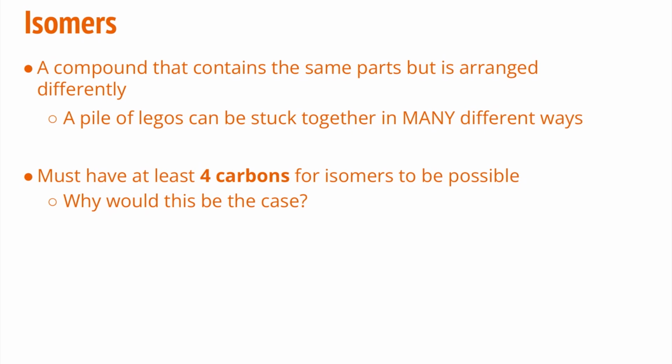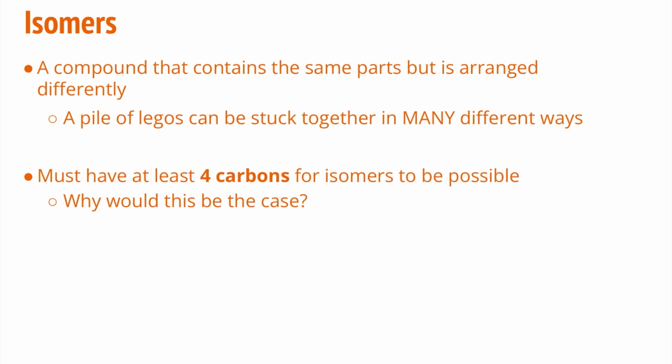We can have a bunch of carbons and a bunch of hydrogens, and we can stick those together differently. So you must have at least 4 carbons for an isomer to be possible. So, a different arrangement of the same parts. And why would that be the case?